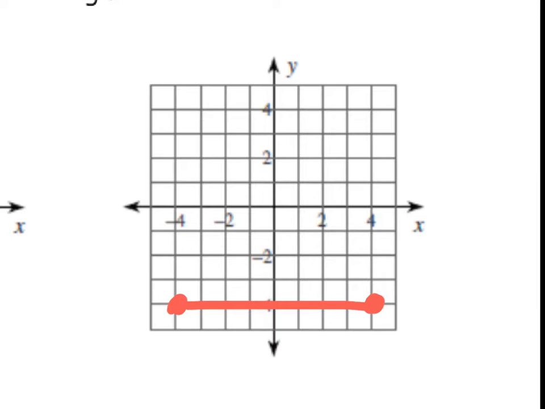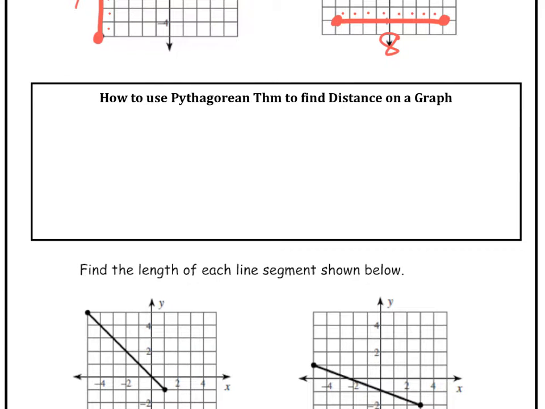Would you please work with your partner and figure out the length of the next one? So it traveled from one point to another. It went 1, 2, 3, 4, 5, 6, 7, 8 squares. That's it. So if it's on a graph, things aren't going to look a whole lot different.